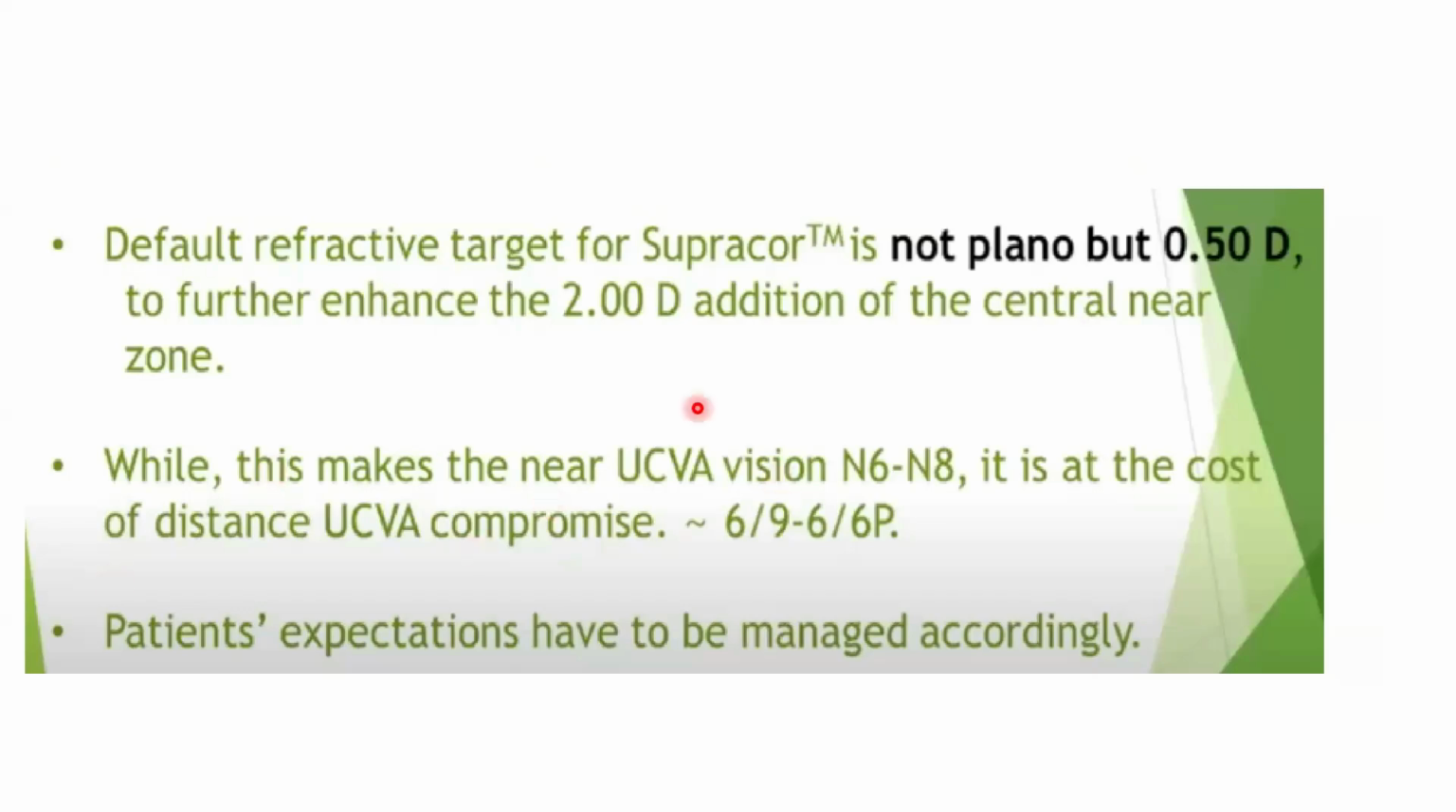This is going to make the near uncorrected visual acuity somewhere N6 to N8, but at the cost of a distance uncorrected compromise, somewhere around 6/6 to 6/9. So it is a fine line that we are walking between near and distance vision in both the eyes, and achieving binocularity. Another point to note is that binocular single vision is the single most important thing we need to check before operating for presbyopic correction. If the patient does not have good binocularity, the patient is going to have a very poor outcome.